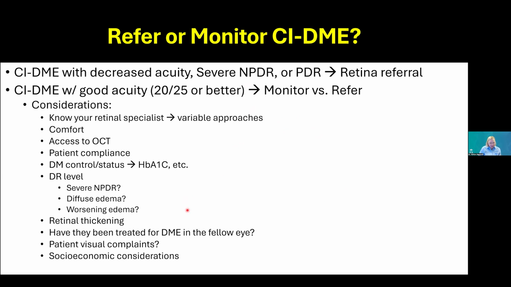Have they had DME treatment in the other eye? Is their edema worsening? Maybe you're bringing them back for that 3-month follow-up and their vision's still good, but the center subfield thickness has increased. So these are all things that you just have to consider and decide what you think is best for the patient. And again, you're going to be following up these patients very, very closely.